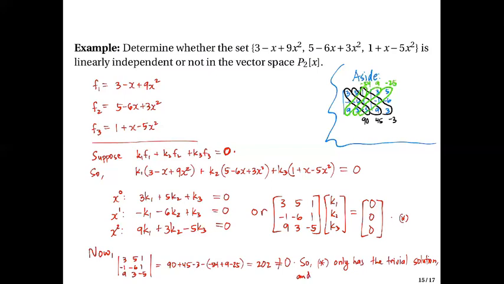And so the set F1, F2, and F3 is linearly independent. Okay? Questions?